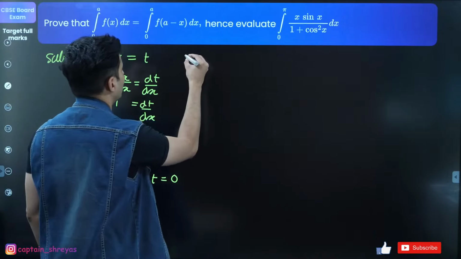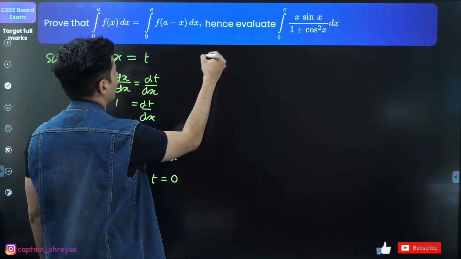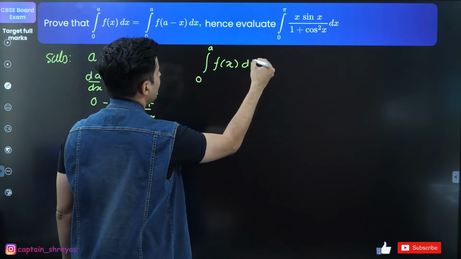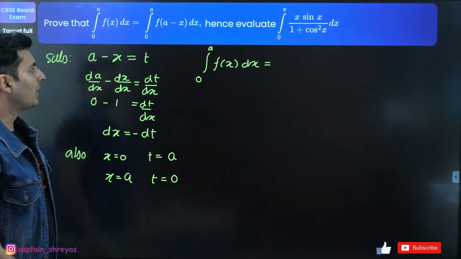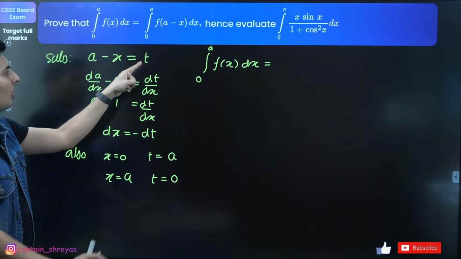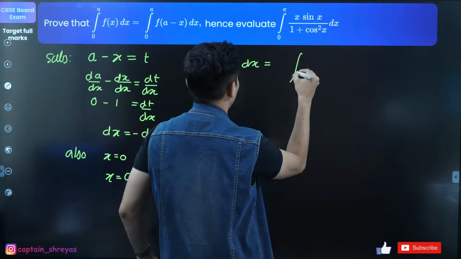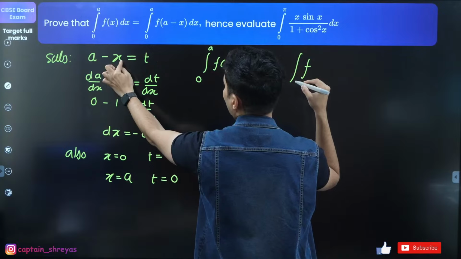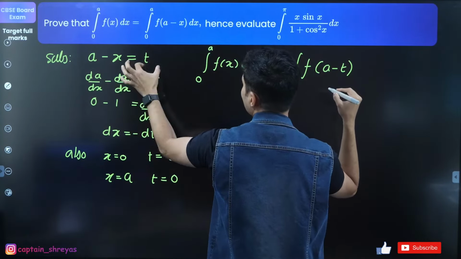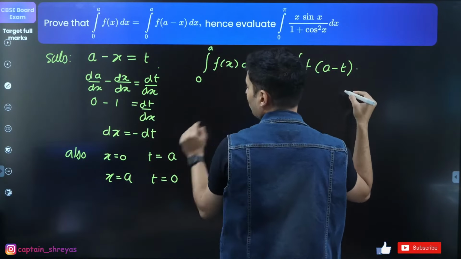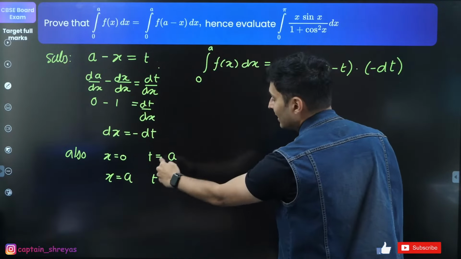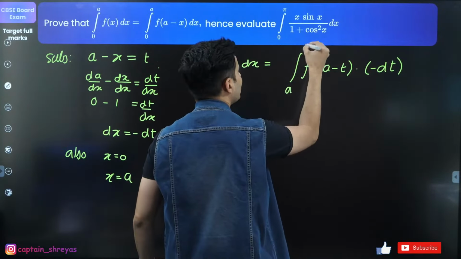Now what will happen to this particular integral? So therefore integration of 0 to a f of x dx will become, okay, 0 to a integration f of x dx. So instead of x, what can we put? Think about it. I can put a minus t, because x is actually a minus t. And instead of dx, I can just put minus dt. Limits will change with t, so it will now become a to 0.